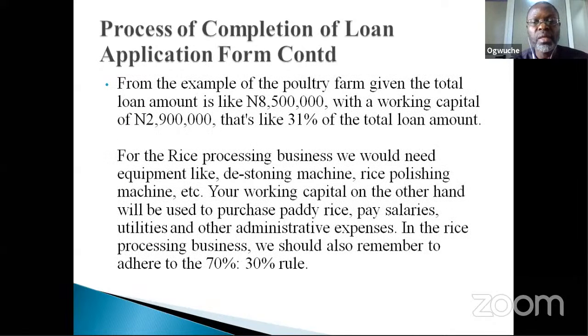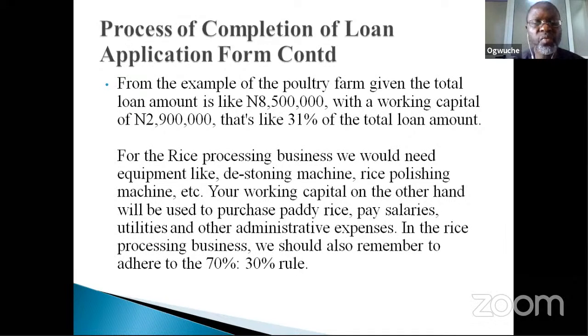And that is why we're saying here that the total amount of loan for equipment is 8.5 million, which is about 70%, and then the working capital of 2.9 million comes to about 31%. So we have to have that at the back of our mind.